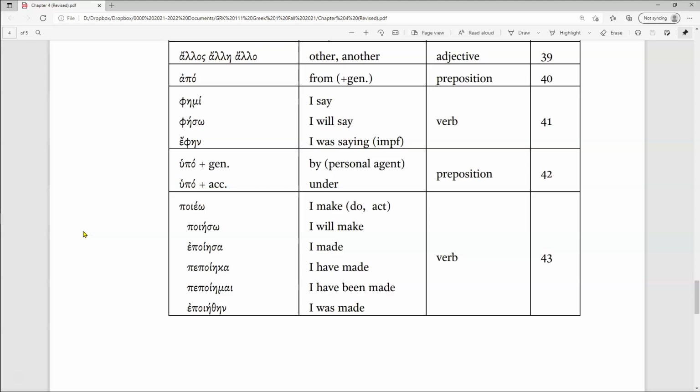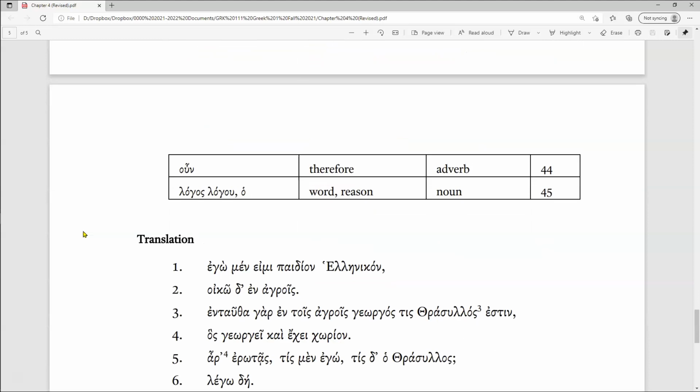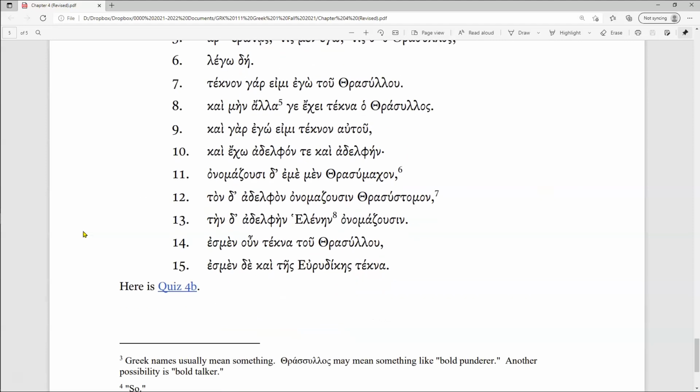Polus, as I make, all these are extra. Oun is therefore, it's post-positive, and logos we know. Nice thing is no new sentences in Little Greek Boy, but just read through and get these 15 down. And we'll be in good shape.